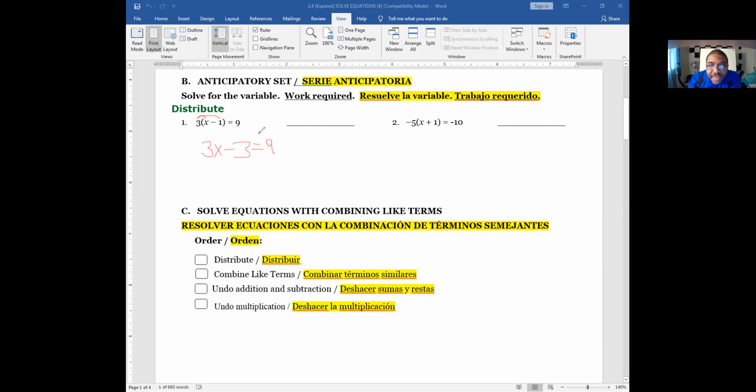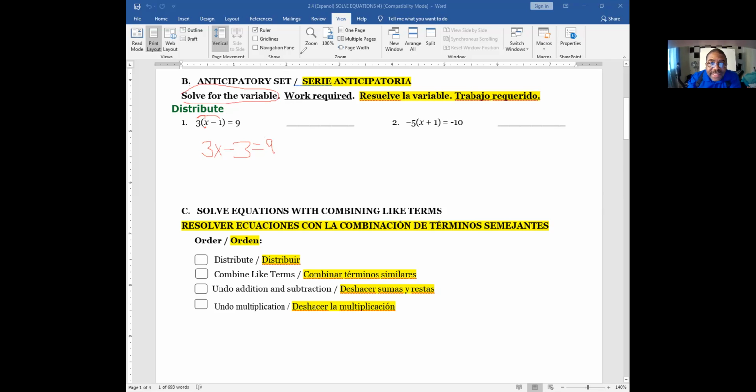Now we need to solve for the variable. What's the variable? The variable is x. So we want to solve for x. We need to find out what x stands for. So now we have 3x minus 3 equals 9. This is where I'm going to go very fast. We want to have just the x on this side of the equal sign.